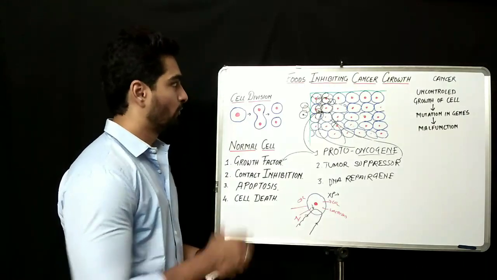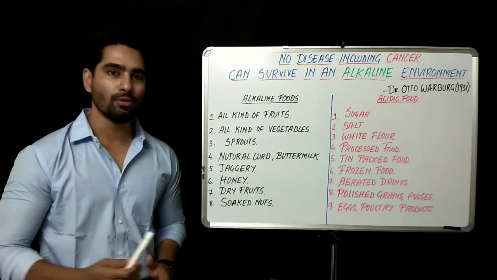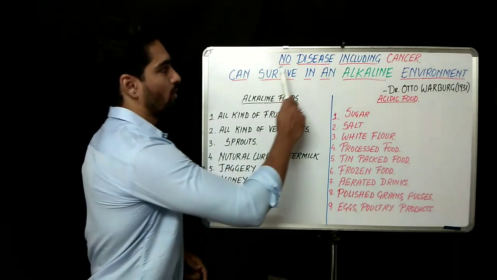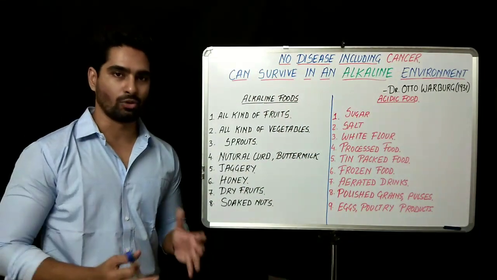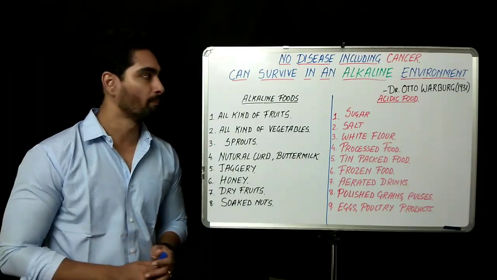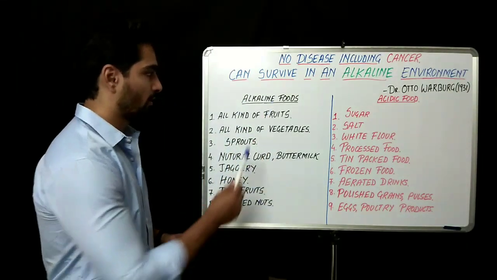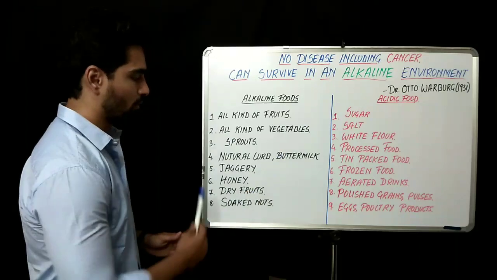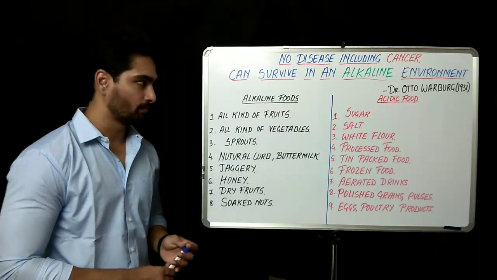Now we will see the foods that we can have to inhibit all this from happening. I would like to start with a quote by Dr. Otto Warburg, who is a Nobel Prize winner. He said that no disease, including cancer, can survive in an alkaline environment. Like we earlier discussed, a tumor cell produces CO2 and lactic acid to make the condition acidic, favorable for its growth. So consuming foods which are alkaline in nature, like all kinds of fruits, vegetables, sprouts, natural curd, buttermilk, jaggery, honey, dried fruits and soaked nuts can inhibit the growth of cancer cells.